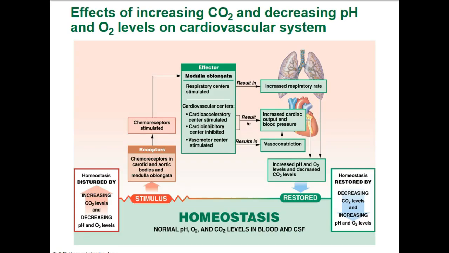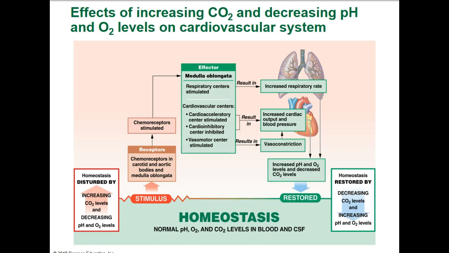Okay, here we have increasing CO2 levels and decreasing pH and oxygen levels. So when you increase CO2, CO2 combines with water and gives you basically carbonic acid. So the chemoreceptors in the carotid and aortic bodies and the medulla oblongata are going to respond. The chemoreceptors are stimulated. So in the medulla oblongata, the respiratory centers then get stimulated, and the cardiovascular centers operate. The cardioacceleratory center is stimulated, the cardioinhibitory center is inhibited, and the vasomotor center gets stimulated.